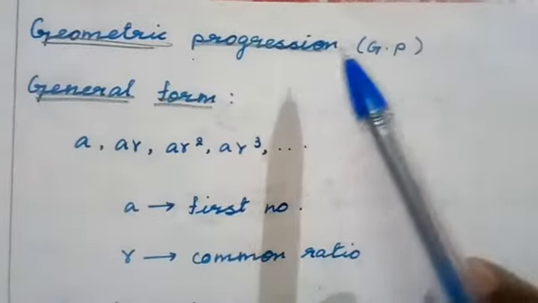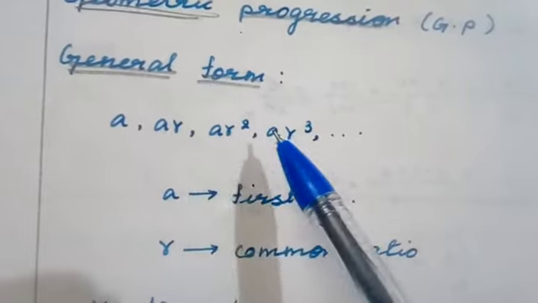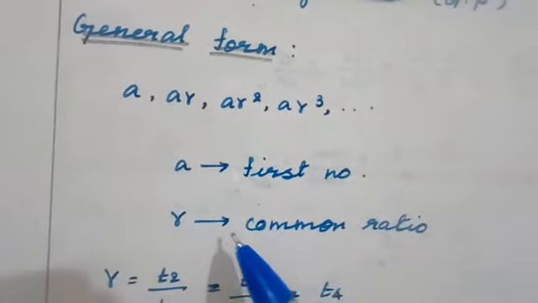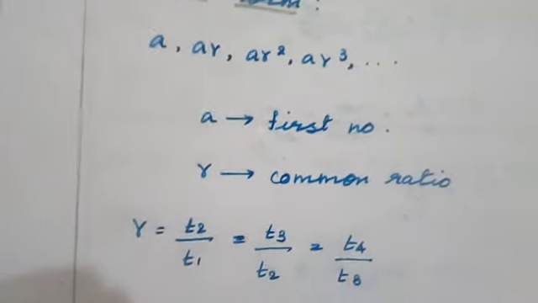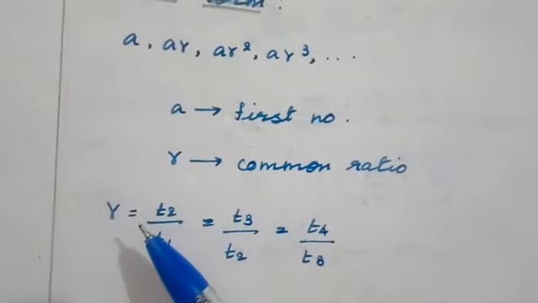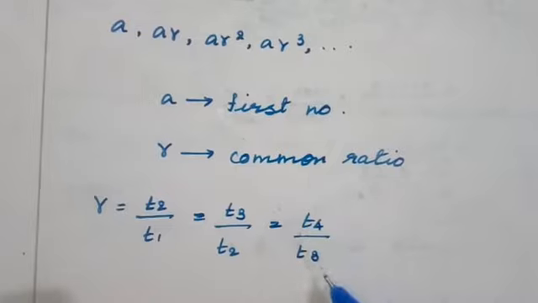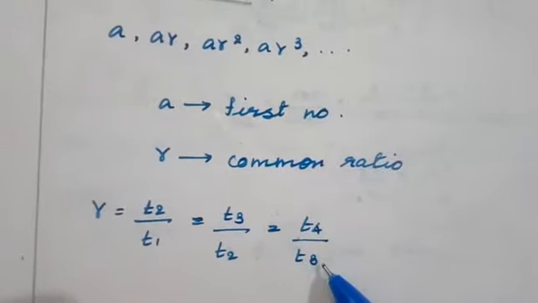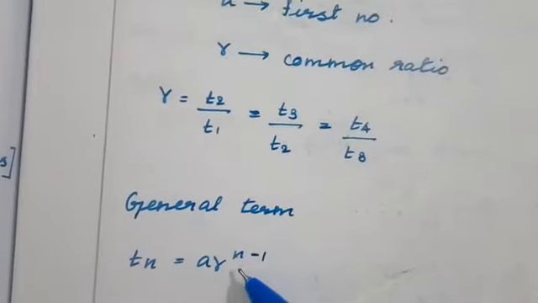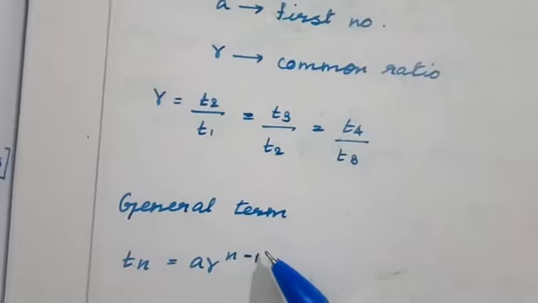In geometric progression, the short form is GP, and the general form is A, AR, AR square, AR cube, etc. A is the first number, R is the common ratio. To check whether it is a geometric progression, R is equal to T2 by T1 equal to T3 by T2 equal to T4 by T3. The general term Tn equals A into R power n minus 1.